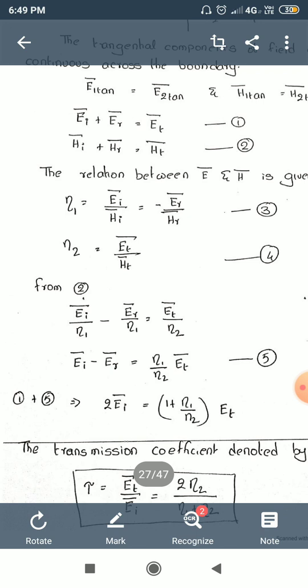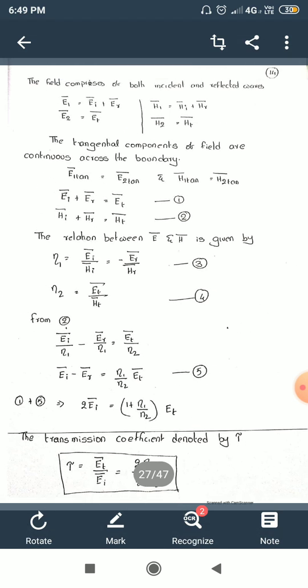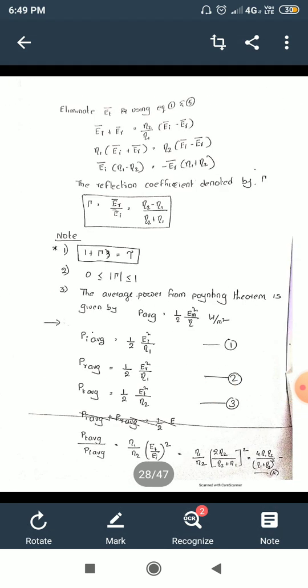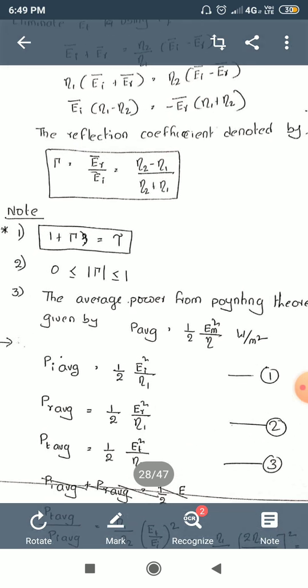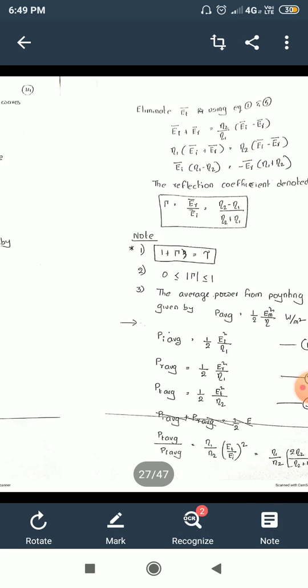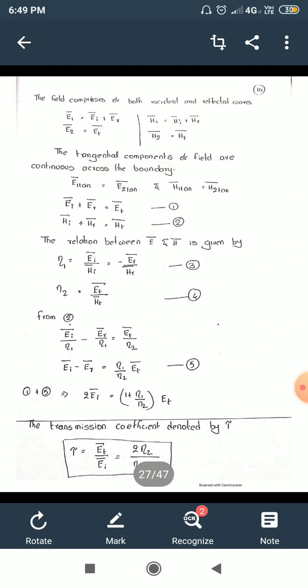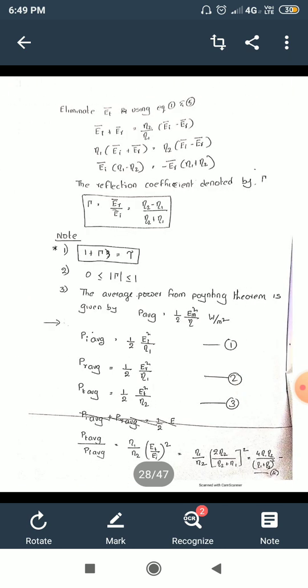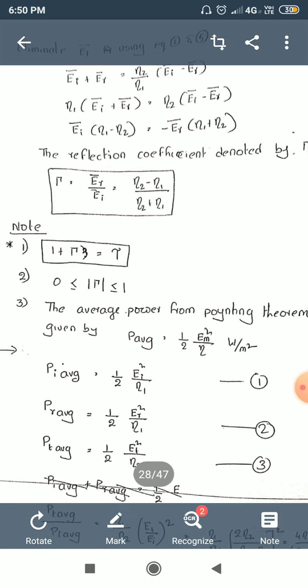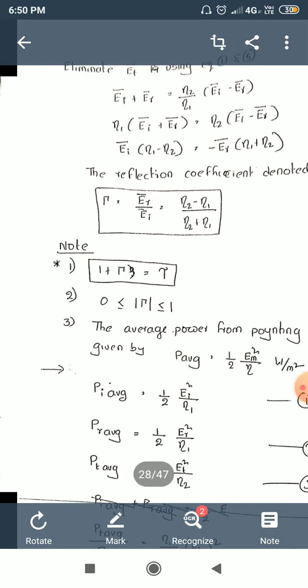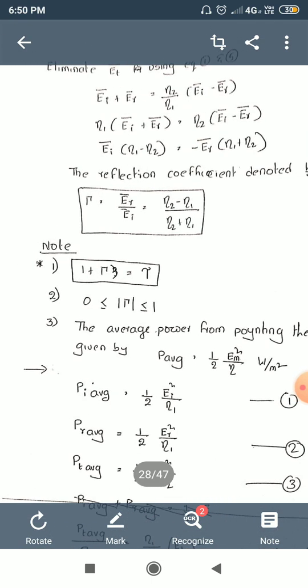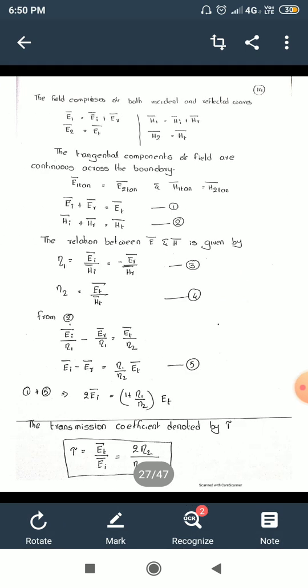Next we are going to see the reflection coefficient. The transmission coefficient is nothing but the ratio of ET by EI. Now the reflection coefficient is nothing but the ratio of ER by EI. In order to eliminate EI, we use equation 1 and 5. Now look at equation 5. What do you have in equation 5?